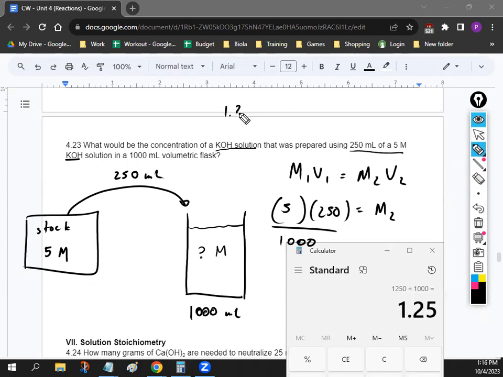An easy way to check your answer: your M2 should always be smaller than your M1, which it is, 1.25. There you go. That is dilutions. That's all we're going to do for dilutions.